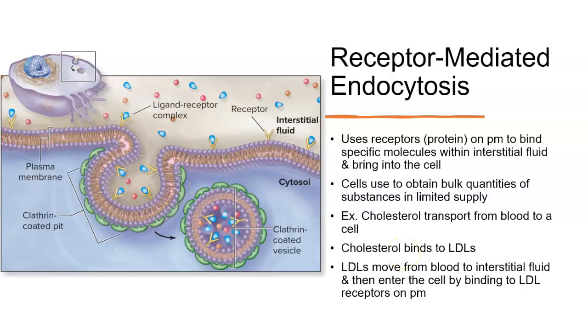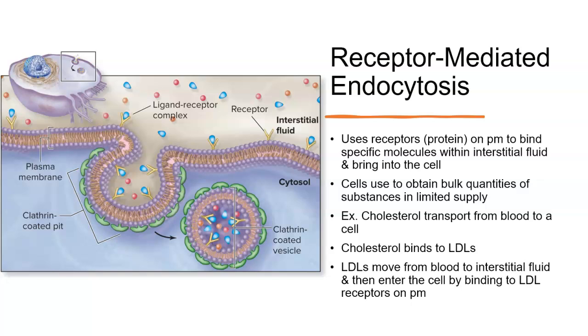Receptor-mediated endocytosis uses receptors in the cell membrane to bind to molecules that are in the interstitial fluid and bring those molecules into the cell. This allows the cell to be able to bring in bulk quantities of certain things, even though those substances may not be very concentrated in the interstitial fluid. The transport of cholesterol from the blood to a cell is an example of receptor-mediated endocytosis.